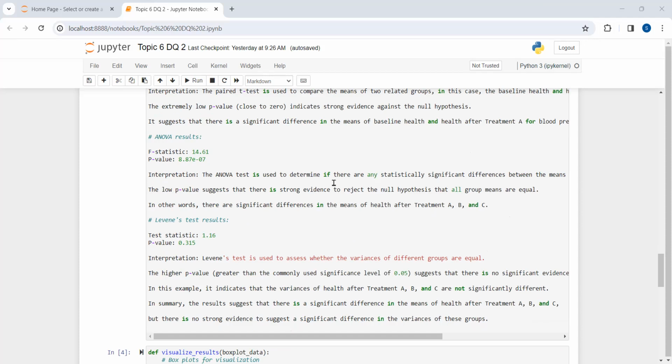And the Levene test could be used to assess whether the variances of different groups are equal. The higher p-value suggests that there's no significant evidence to reject the null hypothesis of equal variances. In this example, it indicates that the variances of health after treatment A, B, and C are not significantly different.